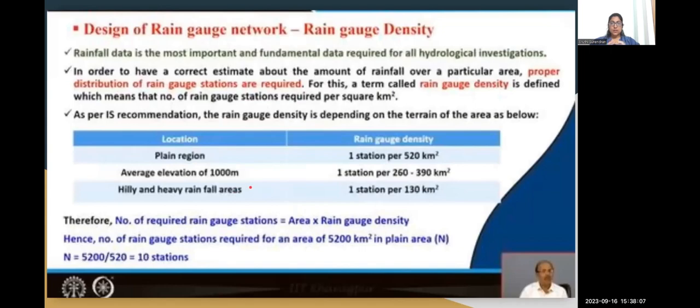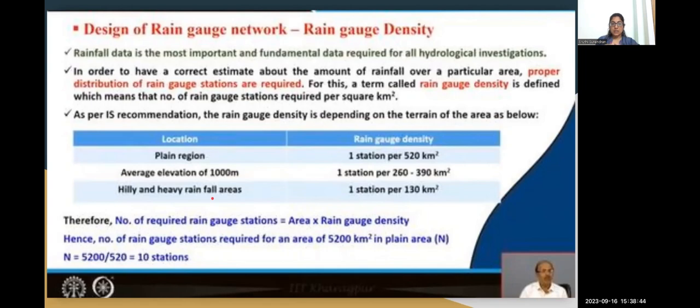So let's see what this rain gauge density is. Rain gauge density is nothing but the number of rain gauges per square kilometer area. So in 1 kilometer square area, how many rain gauges are required is what is called the rain gauge density. Now this density, that is how many rain gauges are required in a particular basin, sub basin, or area, is defined by a lot of factors. One of the factors is the terrain. As per IS, terrain means what kind of topography that area has.